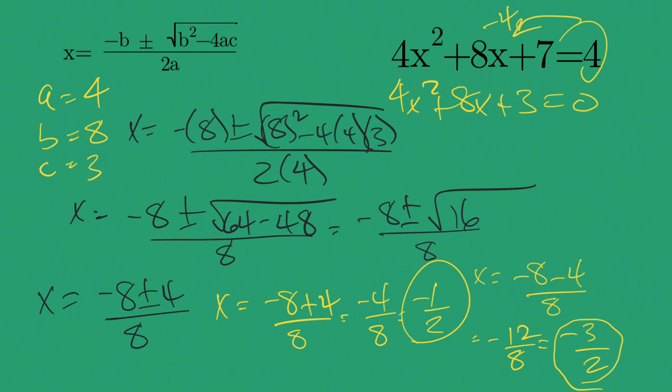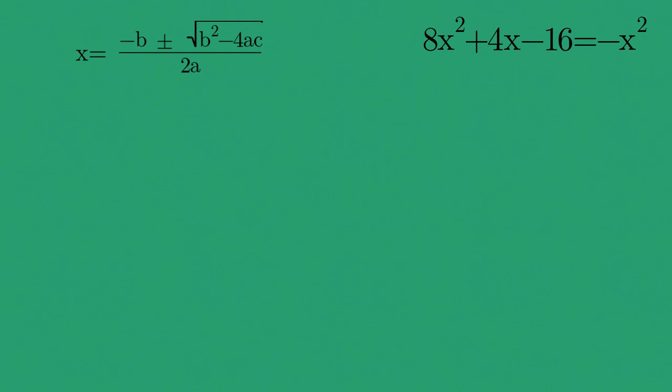Quadratic formula always works. It's a little tedious. But if you can identify A, B, and C correctly and shove it into that formula, it's just a matter of doing some arithmetic and getting some simplification done. Okay, one more. Let's do one more here.